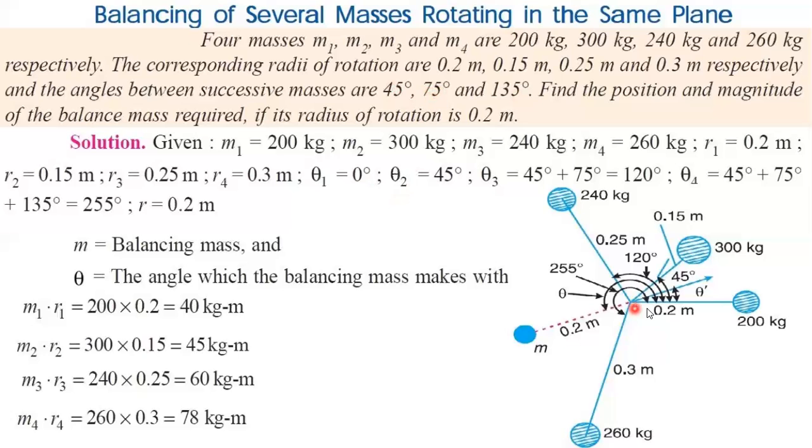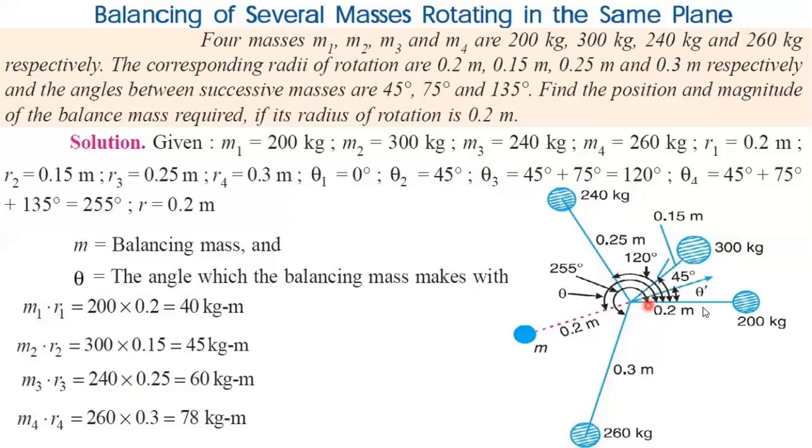So this is the reference. The first mass is 200 kg, so theta 1 will be 0. It's a horizontal line. Theta 2 is 45 degree, so the second mass, 300 kg, is at 45 degree from mass 1. The third mass is 240 kg. Previously we are having 45, right? 45 plus 75, because successive angles are given. So total 120 degree. So the third mass 240 kg is at an angle of 120 degree from mass 1.